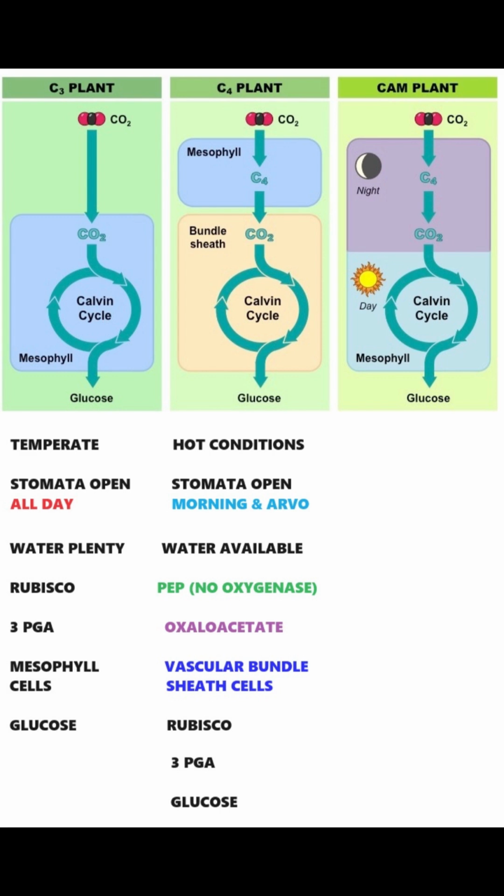Now C4 plants are called C4 because the carbon fixation product is a 4-carbon compound, which is oxaloacetate. C4 plants live in hot conditions. They have their stomata open in the morning and the afternoon, but not generally during the heat of the day. Water is available, but it's not in plentiful supply like the C3 plants.